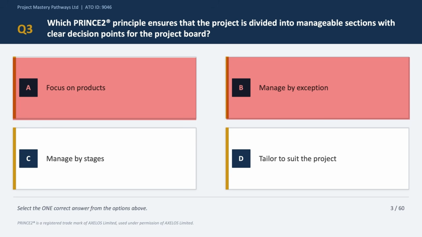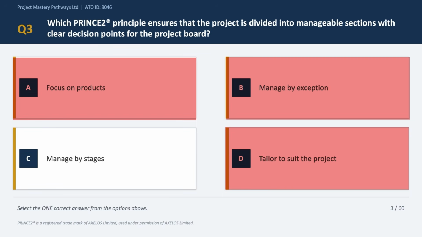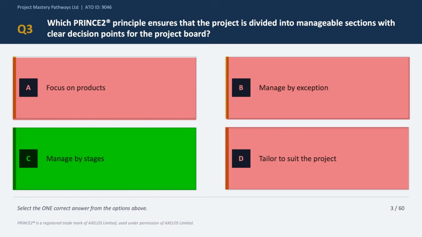It does not specifically relate to the management stages. So option D is incorrect as well. So the correct answer to this question is option C, which says manage by stages. And this is exactly what PRINCE2 expects when it talks about dividing a project into manageable sections.